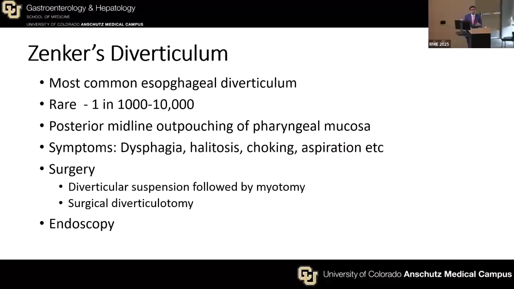Switching gears to Zenker's diverticulum, as a gastroenterologist managing dysphagia, we do see patients who end up with Zenker's diverticulum. It is the most common esophageal diverticulum, but it is overall pretty rare. It's an outpouching of the pharyngeal mucosa, and patients can present with dysphagia, choking, halitosis, aspiration. Classically, this was a surgically managed disease where they got either a diverticular suspension followed by myotomy or a surgical diverticulotomy. But now endoscopy over the last few years has a role for this.